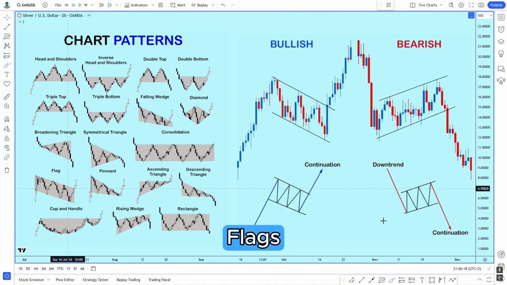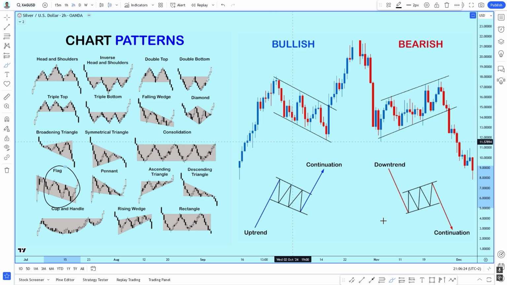The next very useful pattern is called the flag pattern. This pattern is very similar to the wedge, but this time we have two trend lines that are parallel. If we continue to draw these trend lines, they will never cross. So these two trend lines are parallel and they look like a flag. That's why this pattern is called a flag pattern. It occurs both in an uptrend and downtrend.